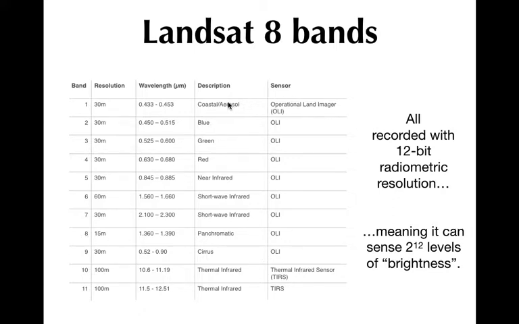All of these images for each of these different wavelengths of light are recorded with 12-bit radiometric resolution. What that means is that the sensor can sense 2 to the 12th power levels of brightness, and that's about 4,000 different levels of brightness. So a very precise instrument.